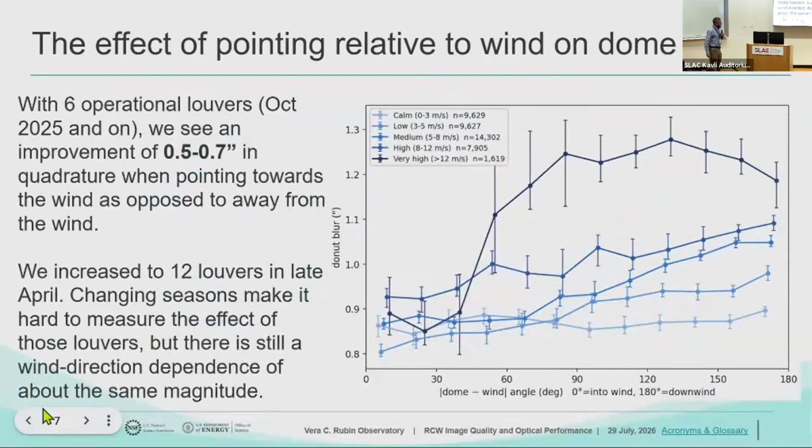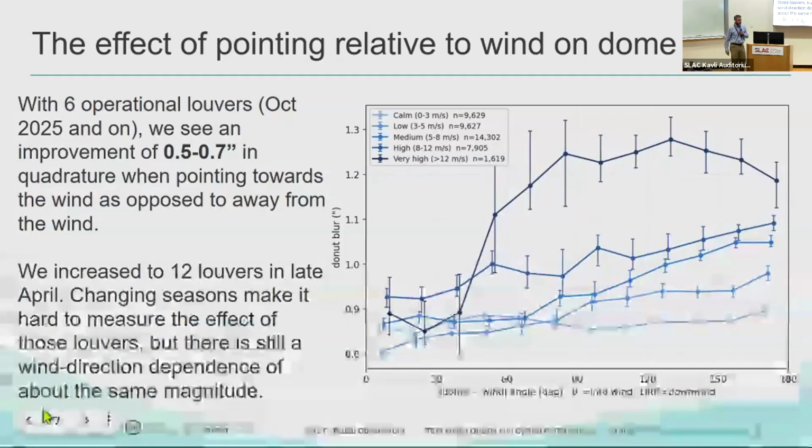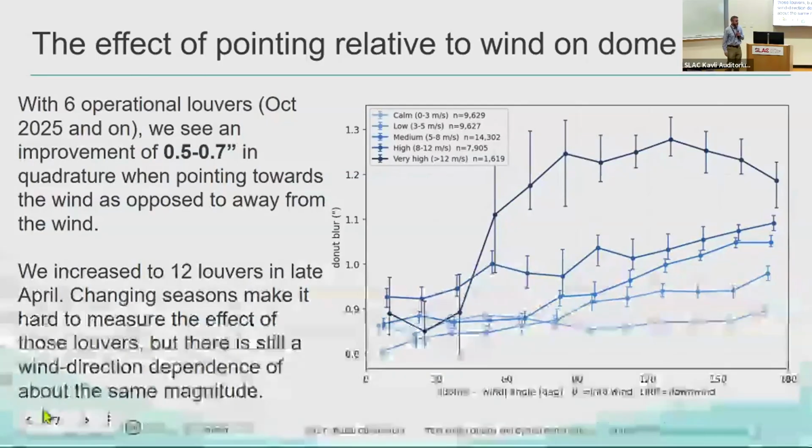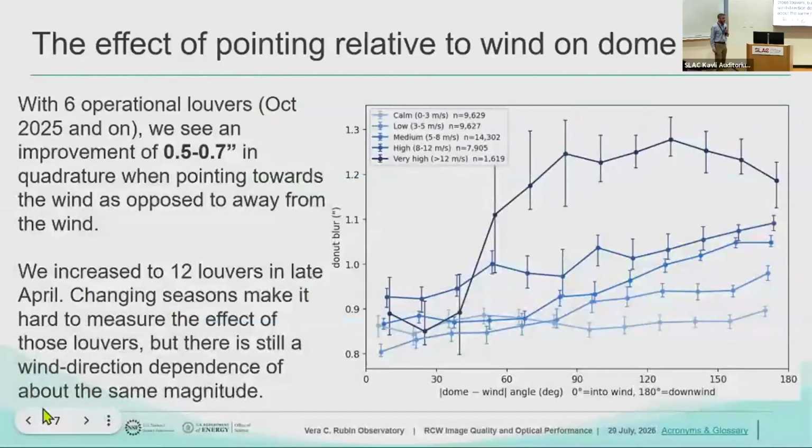So this is at nighttime. I can also show here that the louvers help not only in venting during the evening time, but also stabilize the dome at night. Before the 6 louvers were installed, we had dramatically poor donut blur in our observations. And once those 6 louvers came online, we immediately saw about half a second at least improvement in most wind conditions.